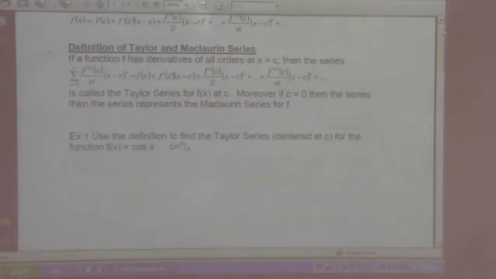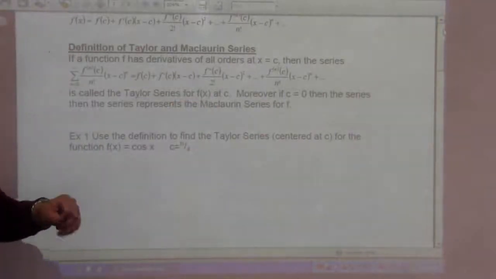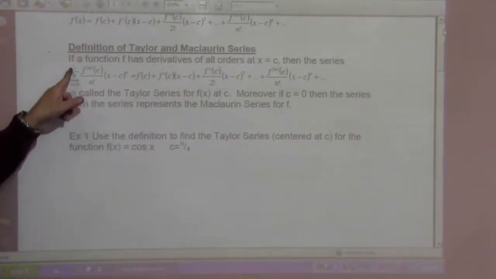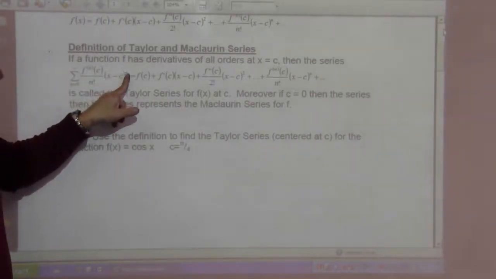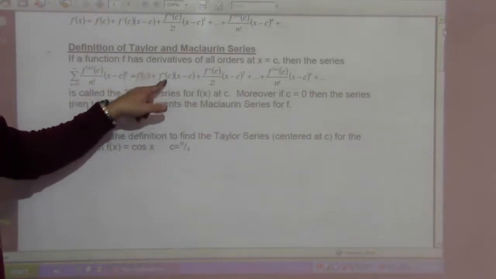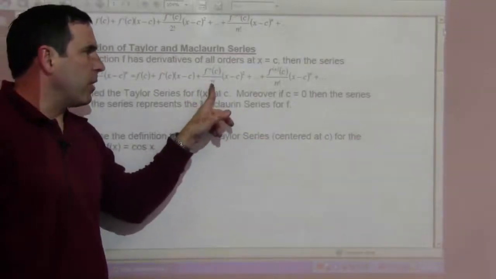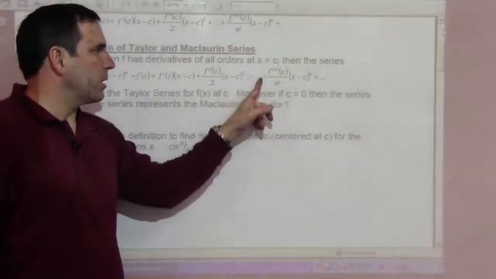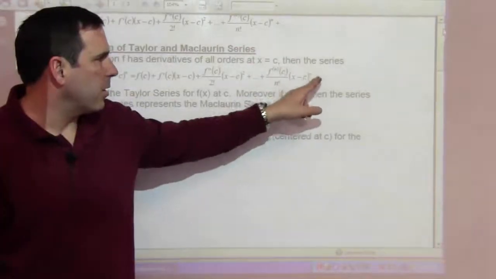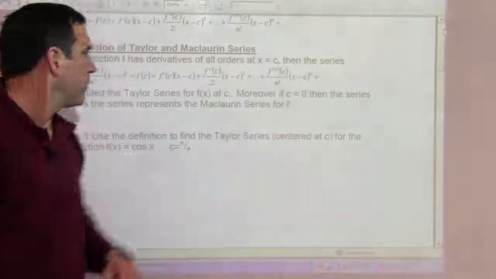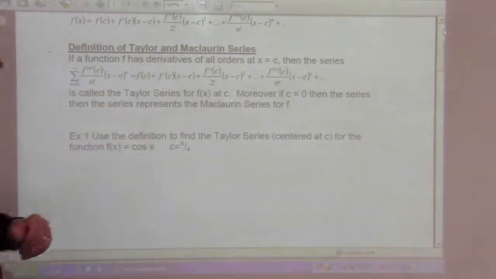Now the definition of the Taylor series: if a function f has derivatives of all orders at x equals c, then the series, n goes from 0 to infinity, of the nth derivative of f at c over n factorial times x minus c to the n power is, like we saw, f of c plus f prime of c times x minus c plus f double prime of c over 2 factorial times x minus c squared plus dot dot dot plus the nth derivative of f at c over n factorial times x minus c to the n power plus dot dot dot, and it goes on. It's called the Taylor series for f of x at c. Should look familiar to you.